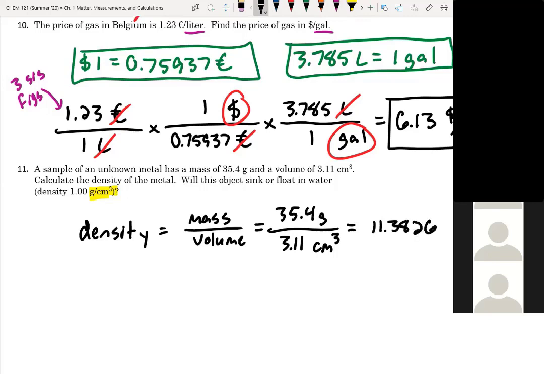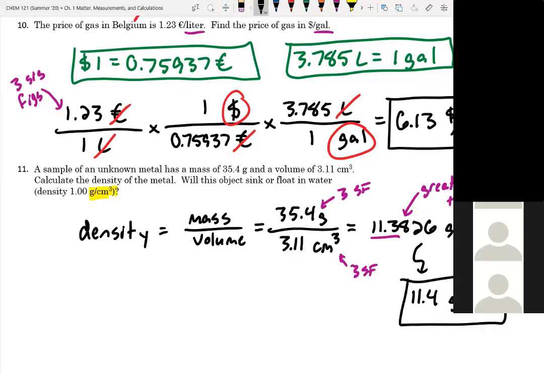11.3826 grams per centimeter cubed. However, we need to follow sig fig rules. And if we look at the top here, this has 3 sig figs. This has 3. So that means our final answer should also have 3 sig figs. So would it be 11.3, 11.4? How would we answer this? 11.4. Exactly. So we'd say 11.3 are certain. However, because this is greater than 5, we need to round up. So this would be 11.4 grams per centimeter cubed.